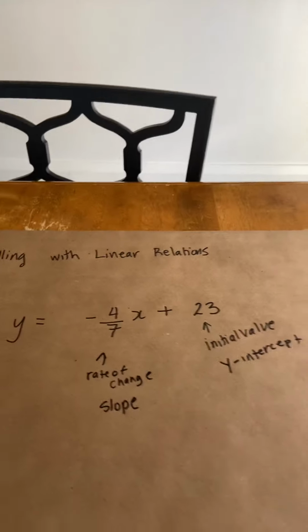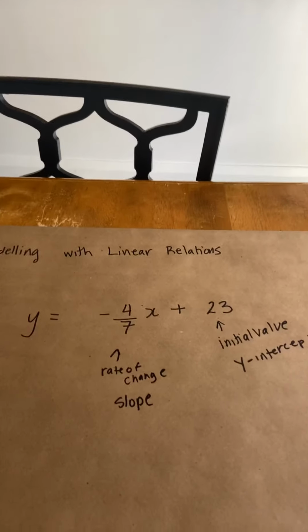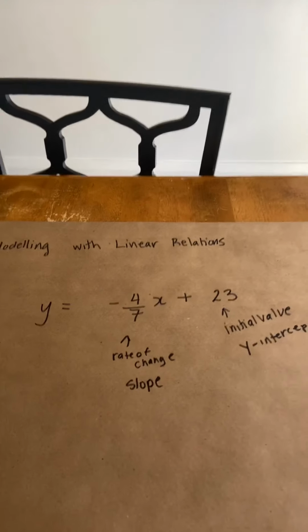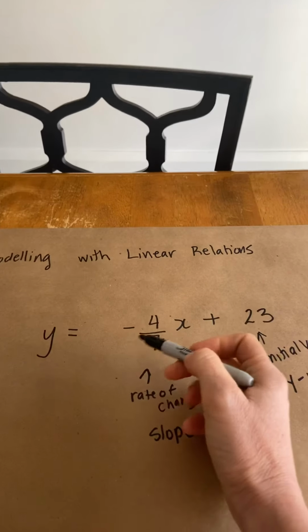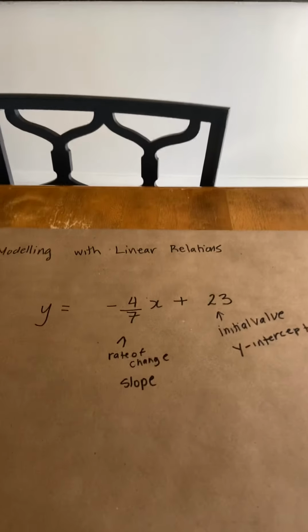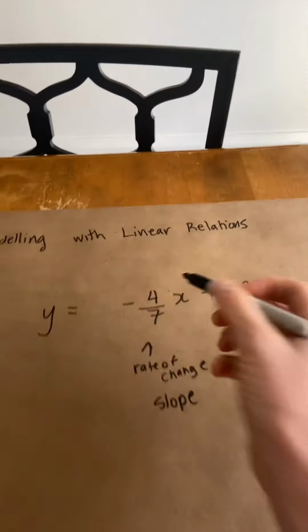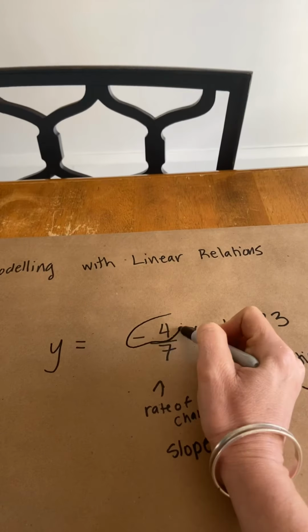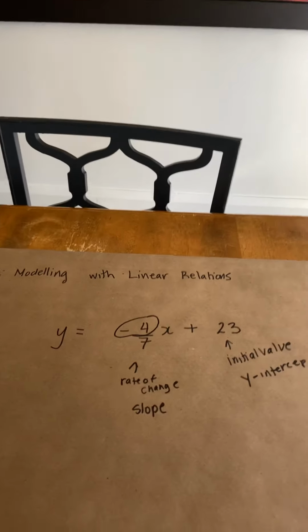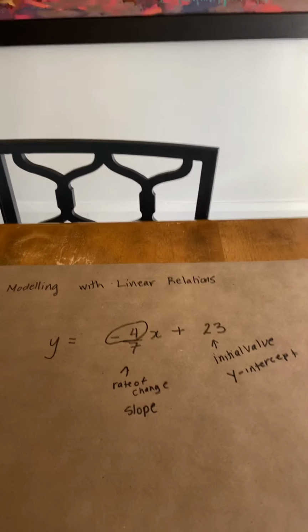One thing I want to point out is we know it's the slope or the rate of change because it's the coefficient in front of the x. It's the number in front of the x. So right here, you can see that the slope is negative 4 over 7. If there's a negative in front of a fraction, we're going to put the negative with the numerator, or the top part of the fraction, and then we'll leave the denominator, or the bottom part of the fraction, positive.